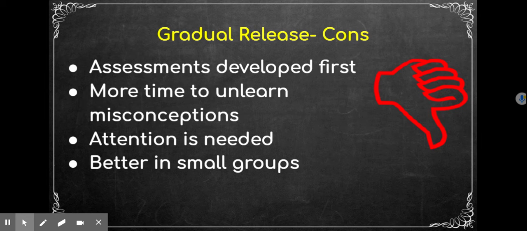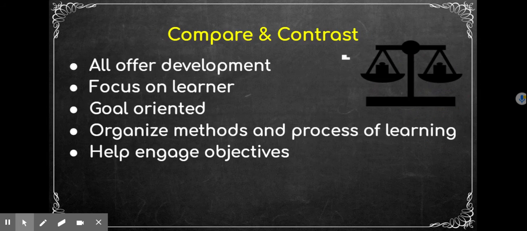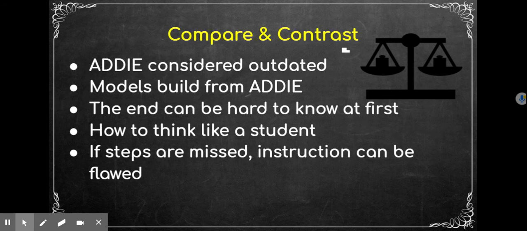The teacher is responsible for identifying weaknesses and misunderstandings in each individual student. So you really need to know your class and your students. But if you know them, then you should be good to go. Let's compare and contrast the different models. So all of them offer development. Students are able to develop through them, and so is the teacher. They all focus on the learner and the different goals that they need by the end of it. They organize methods and process of learning, which means instead of just throwing ideas out there, your thoughts and organizations are all put together. It helps engage the objectives. So knowing what the objective is and how you're going to get there at the end.